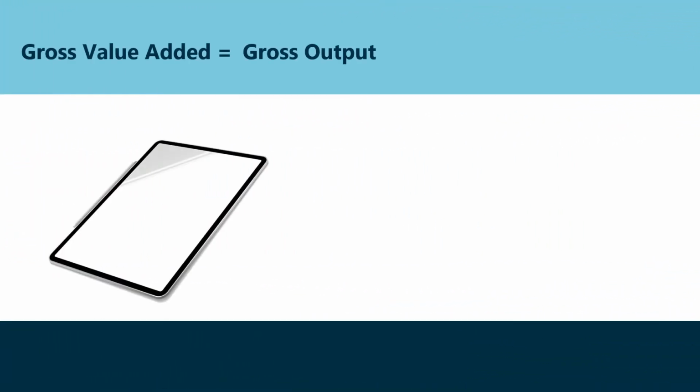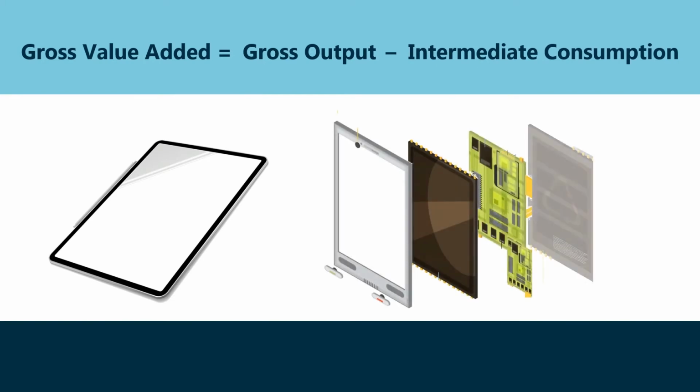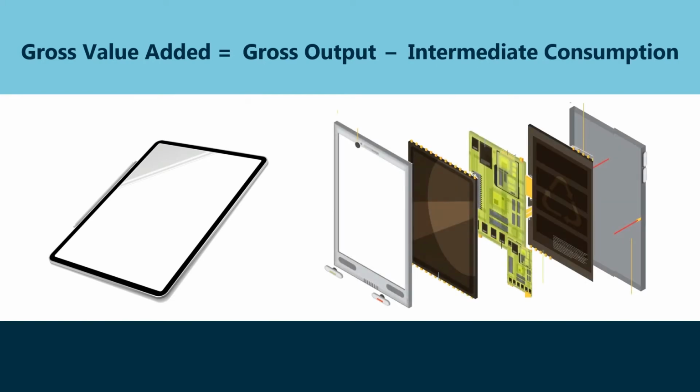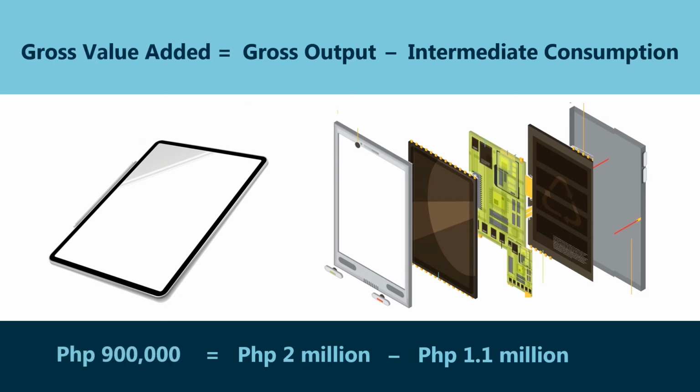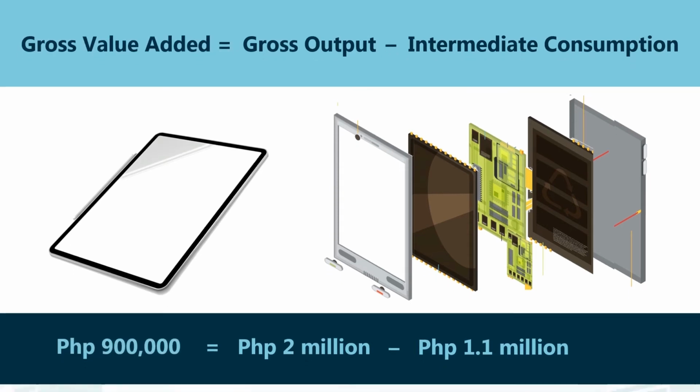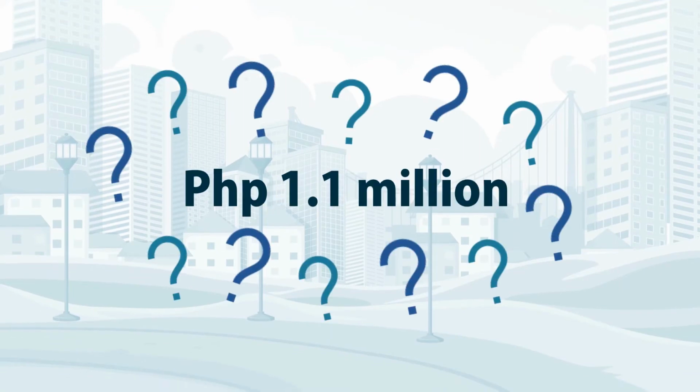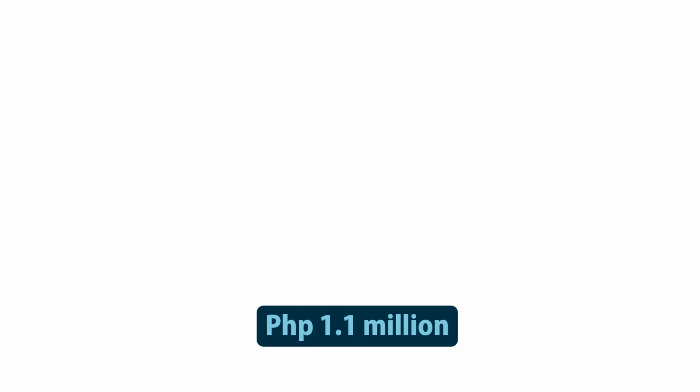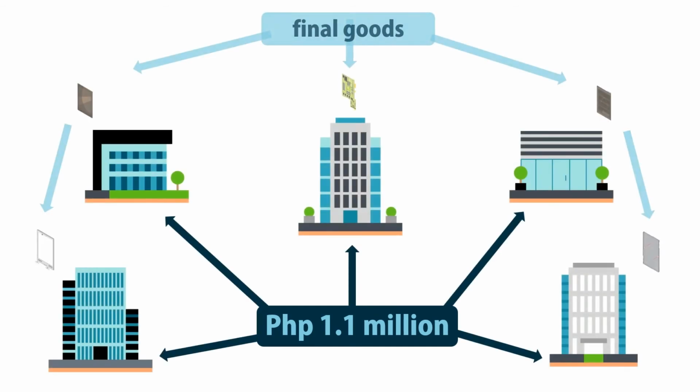To get the gross value added, Company A has to deduct the value of all the inputs it used in the production process. Let's say the value of all inputs is 1.1 million pesos. When deducted from the output, the gross value added of Company A is 900,000 pesos. How about the 1.1 million pesos? Where is this accounted? This is accounted under the companies that produced the inputs used by Company A.